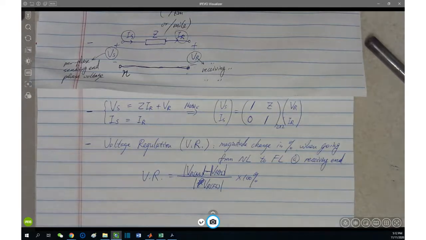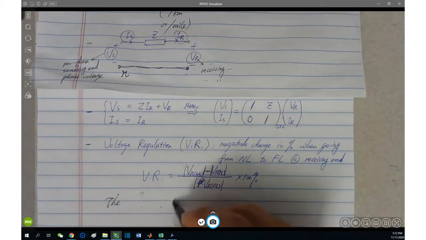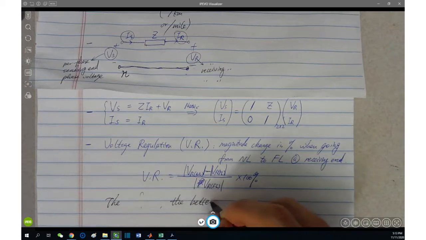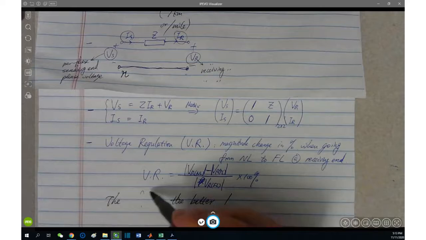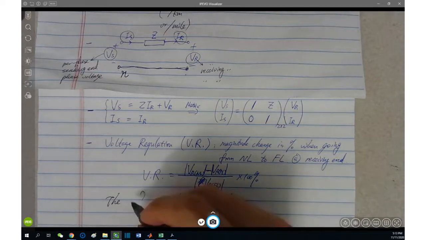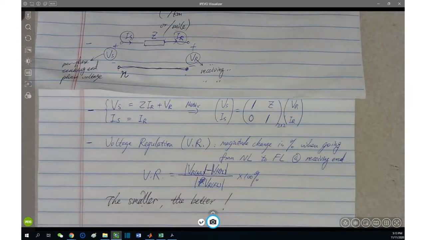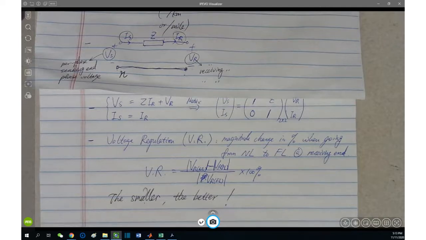But by the way, the smaller the board, the better. Smaller the better, or the bigger the better? The smaller the better, okay? This is the definition: the big voltage change from no load to full load. So this is a little bit related to the discussion we just had.